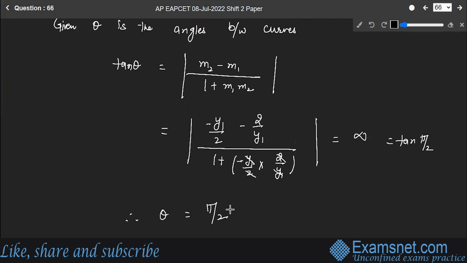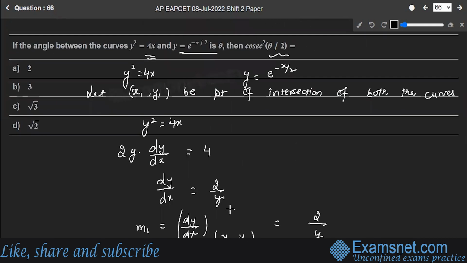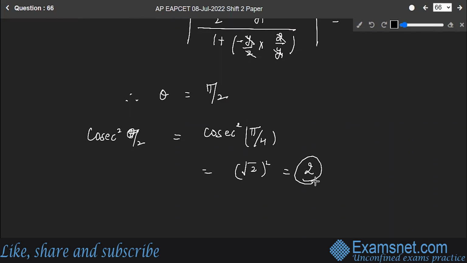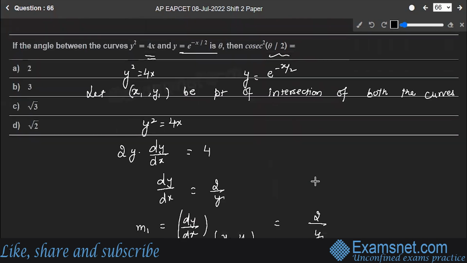What do you have to find out? Let's see the question once again: cosecant square theta by 2. So now it's easy. You got the value of theta. Cosecant square theta by 2 is cosecant square pi by 4, which is equal to root 2 square, or 2. So that means we got our answer. Let's check. We have option A.